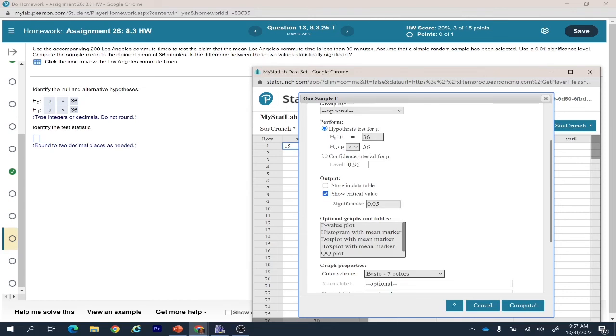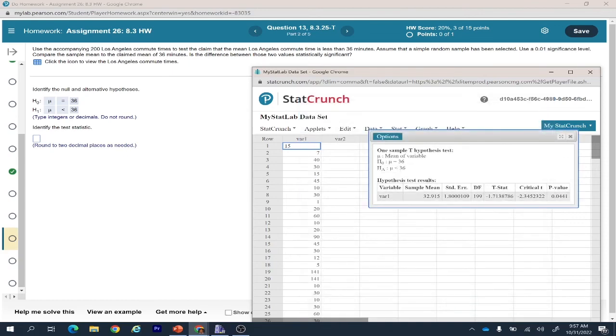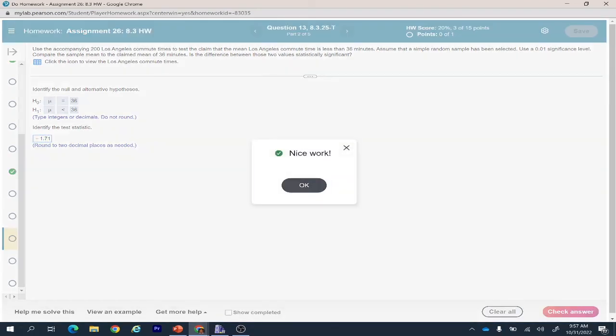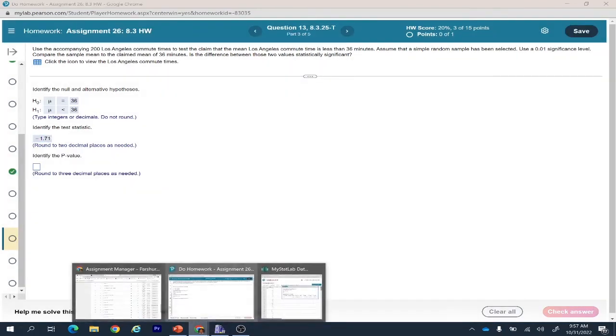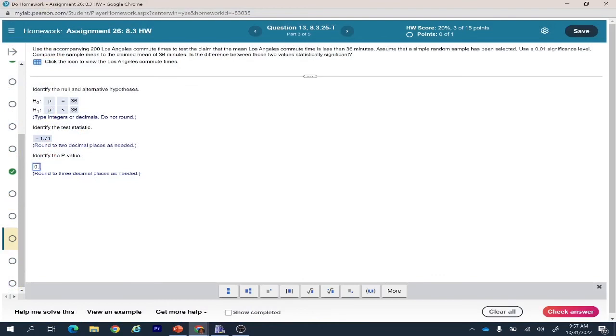Our significance level, as you can see here, is 0.01. And now just compute. It gives you the sample mean. The sample mean is 32.91, and the T-stat is negative 1.71. So that is our test statistic, negative 1.71. What is the p-value? If you go back, the p-value is 0.044.